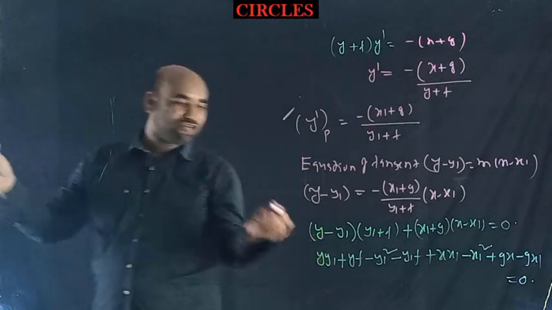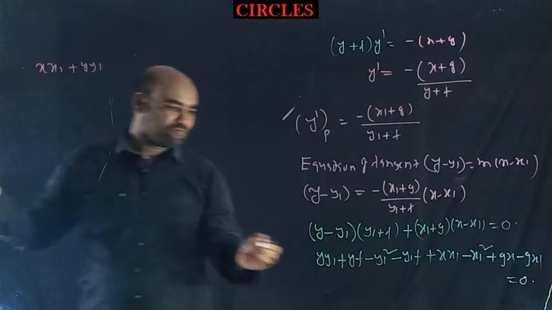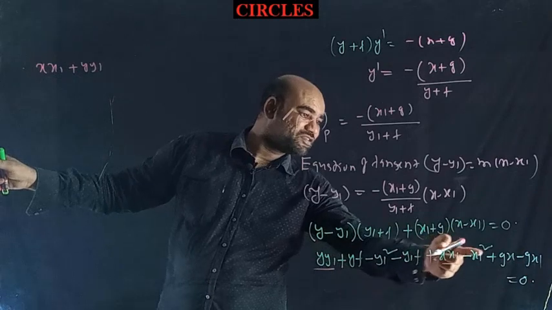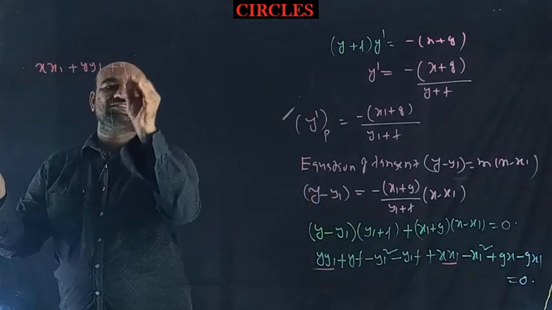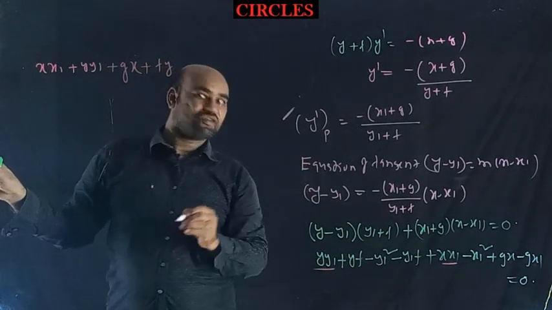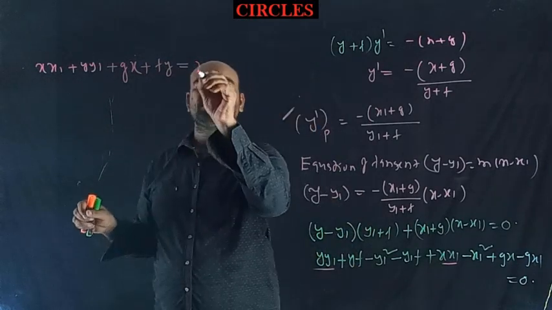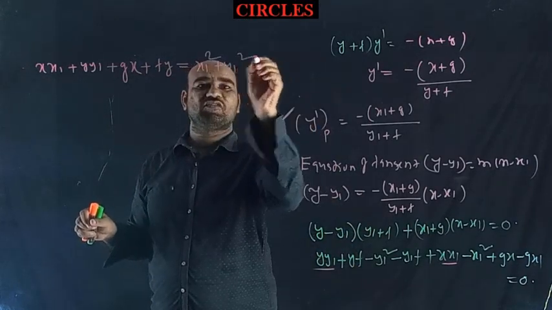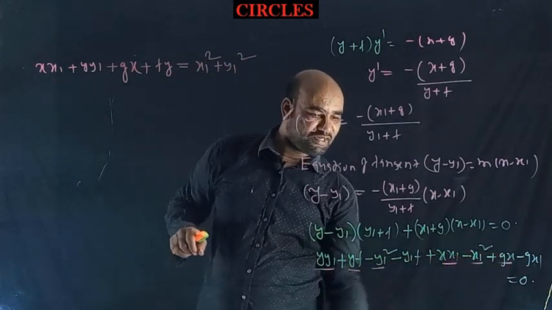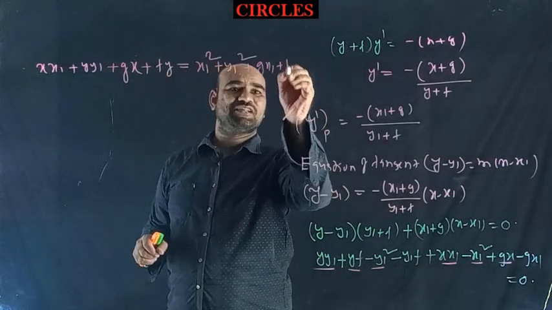So I want to write in standard form. See here, xx1 plus yy1, these two terms completed, plus gx plus fy. So the remaining terms I want on the right hand side. Observe what happened. x1 square plus y1 square, this completed, plus gx1 plus fy1.